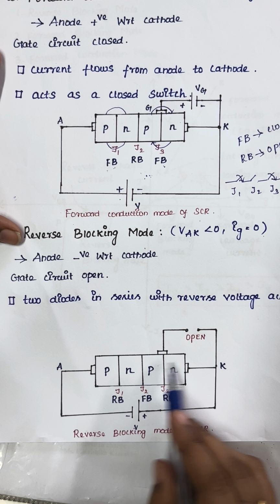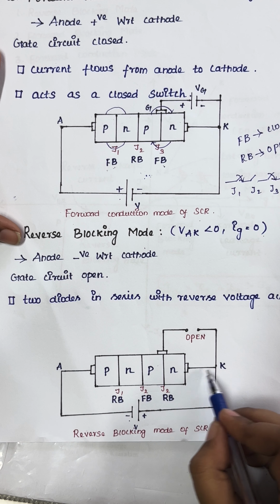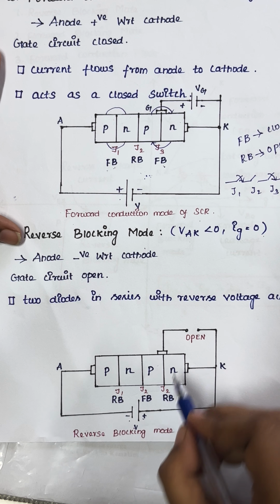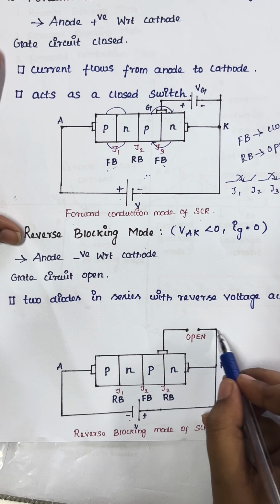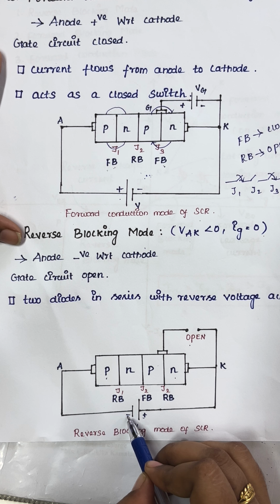See here, this is an SCR. Here the anode is connected to negative and the cathode is connected to positive. There is no gate current, so the circuit is open. Here, P is a P layer, I mean P has holes as the majority carrier, and N has electrons as the majority carrier.